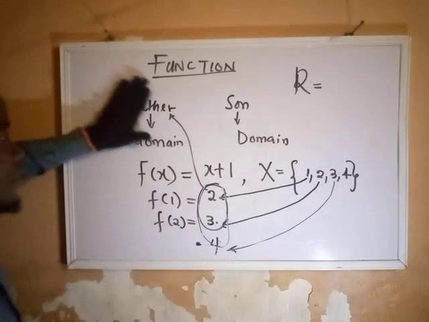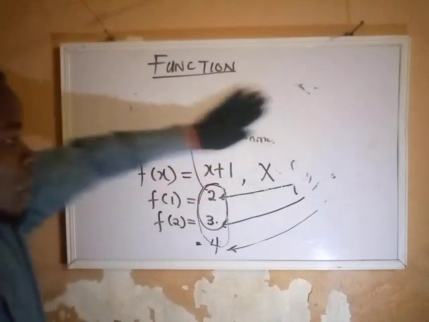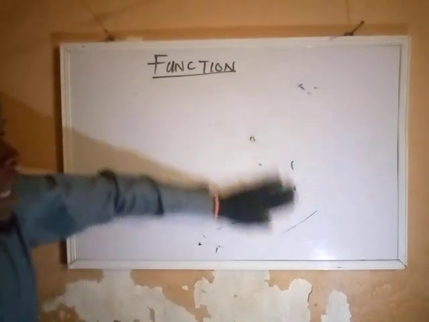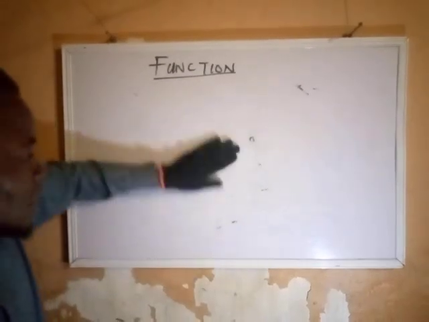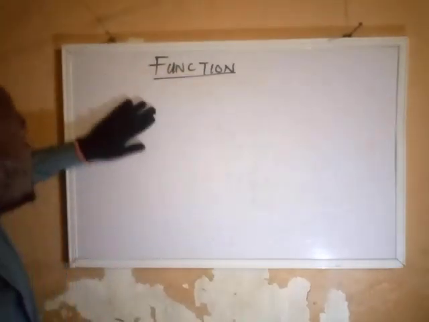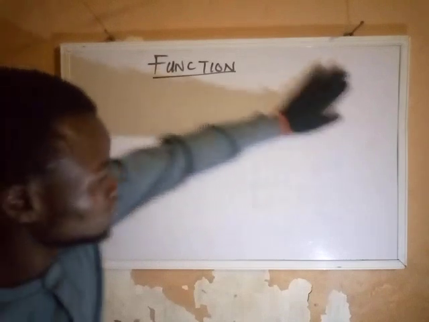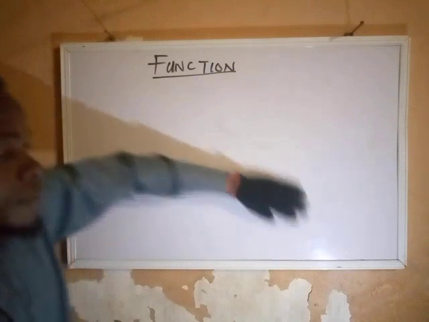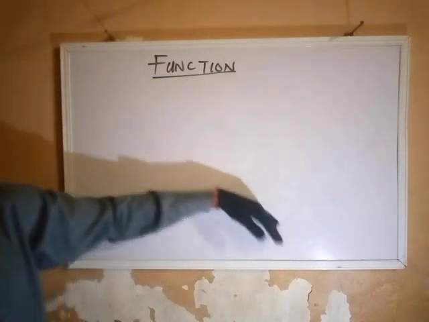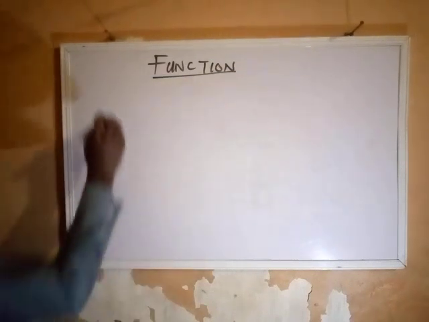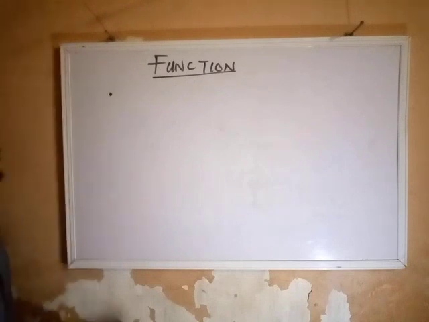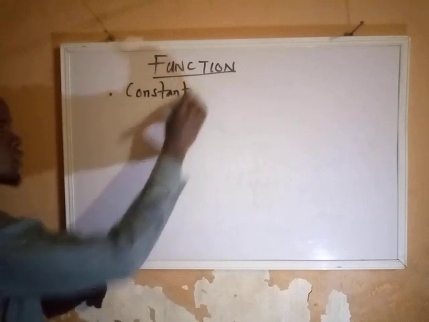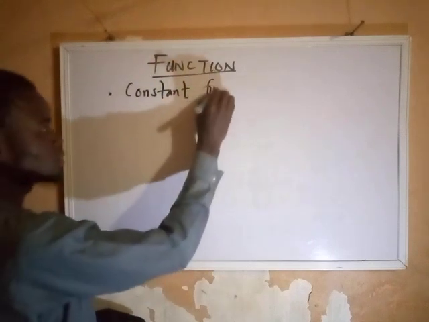So let's see the different types of functions that we have in mathematics. I mean the special types of functions, as I've stated earlier, that we have some functions like the inverse function, the one-to-one function, the onto function, and others like that. But the special functions I'm going to show you today start with the first one, which we call the constant function.